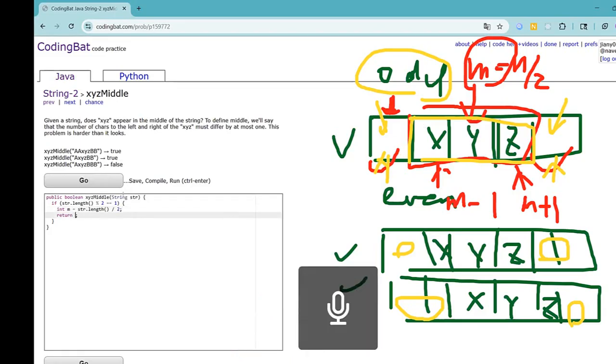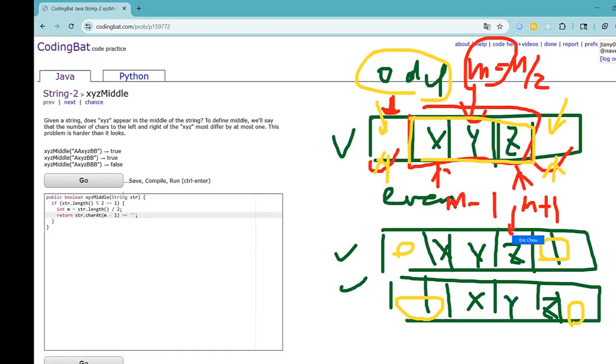So let's assume that you have an even number. So this one is m, this one is m minus 1, this one is m plus 1. If you are odd, this one is m, this is m minus 1, this is m plus 1. So this just calculates the m. m is n divided by 2. That would be easier to find all three letters.